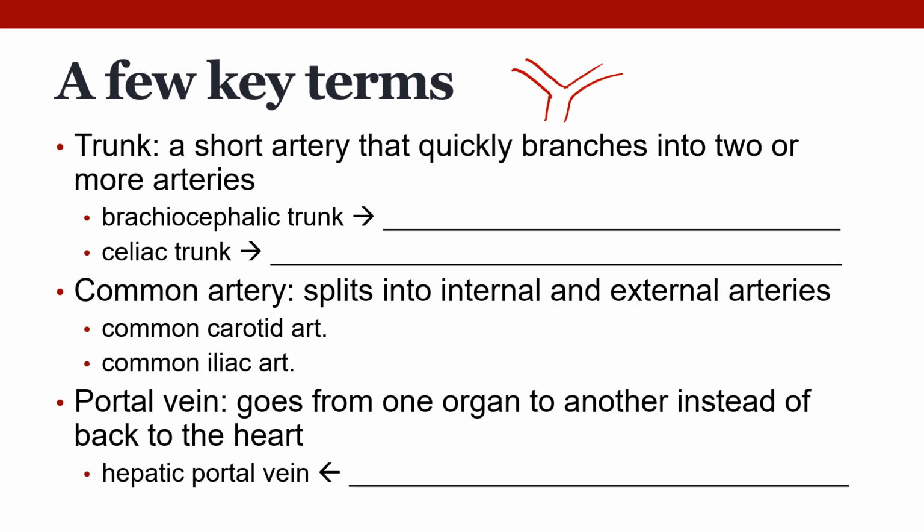So coming off the aorta, the first branch off the aorta, of course, is the right coronary artery and the left coronary artery. But the first major branch is the brachiocephalic trunk, and it splits into the right common carotid artery and the right subclavian artery.